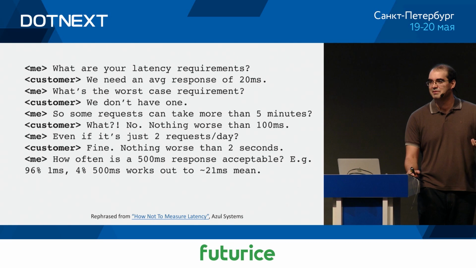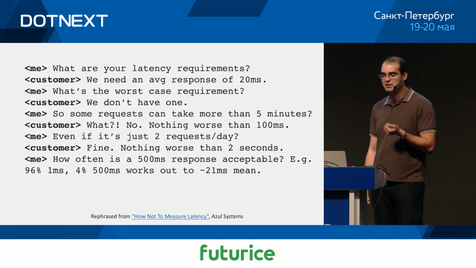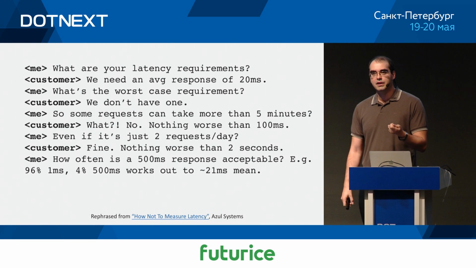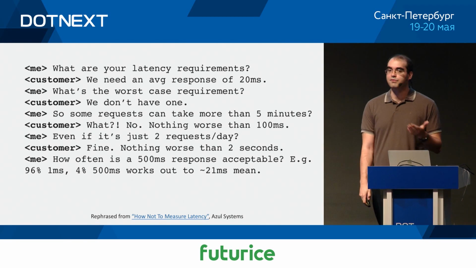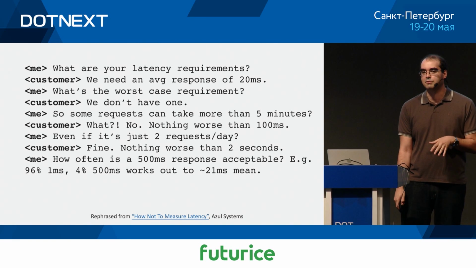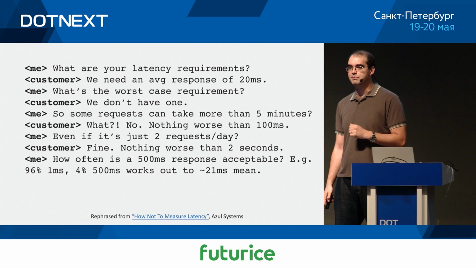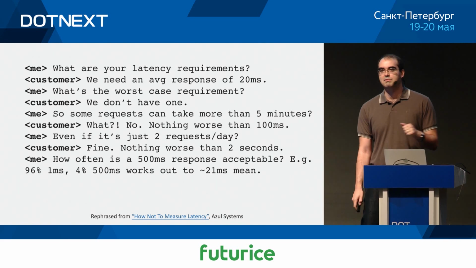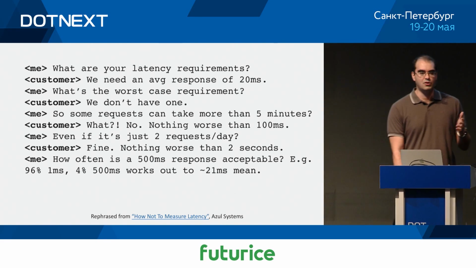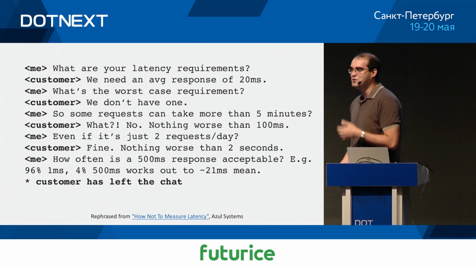But how often is a 500 millisecond response acceptable? You're still not giving me the distribution. Because if you want a 20 millisecond average, here's one way you can get it. You have 96% of requests complete in 1 millisecond, and you have 4% complete in 500 milliseconds. This is still a 20 millisecond average, even though 500 milliseconds looks bad. It doesn't usually end well.